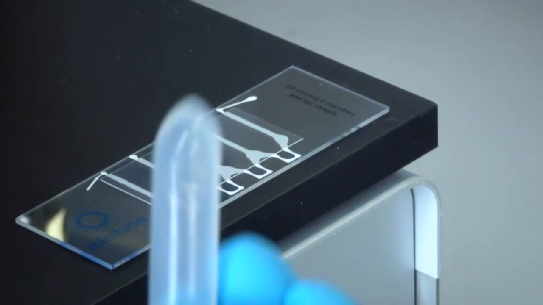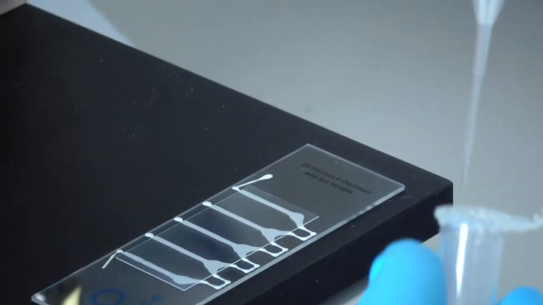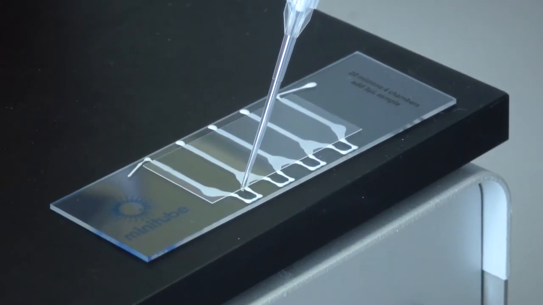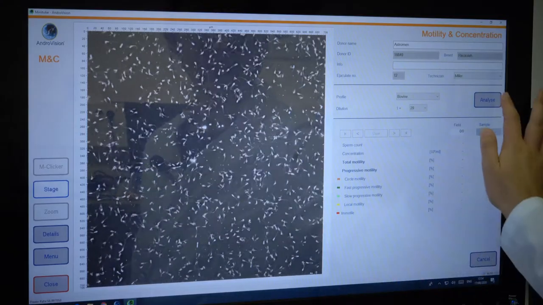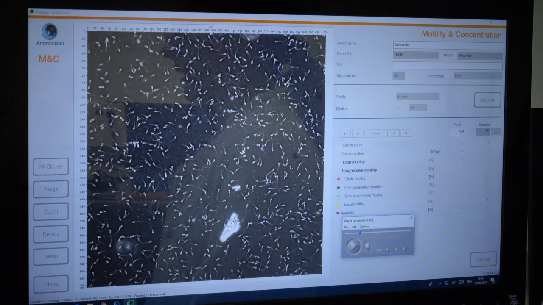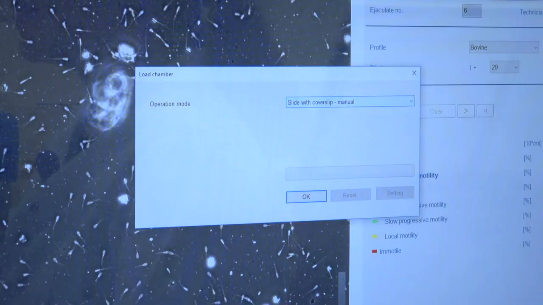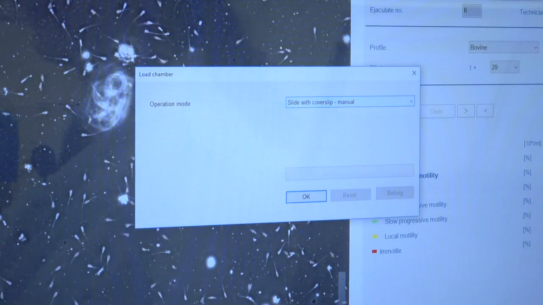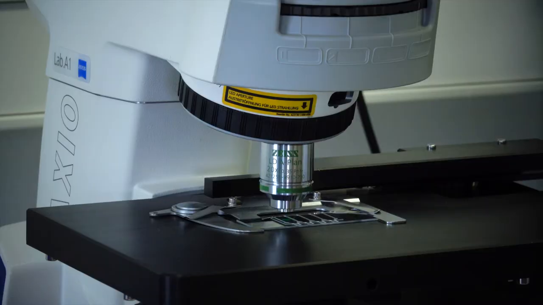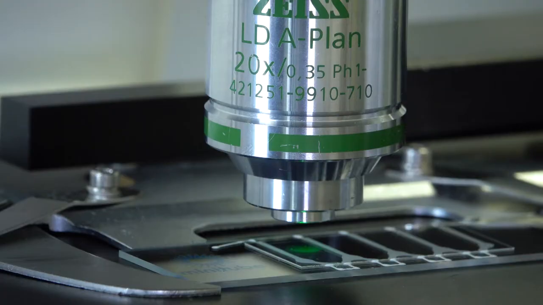Now the prepared semen sample is loaded into the counting chamber. AndroVision is able to analyze sperm motility and concentration at the same time. After accepting the measurement, the analysis is done. Concerning the chamber, you are very flexible and can use different types. When you are working with the automatic scan stage, four analysis fields are measured automatically.